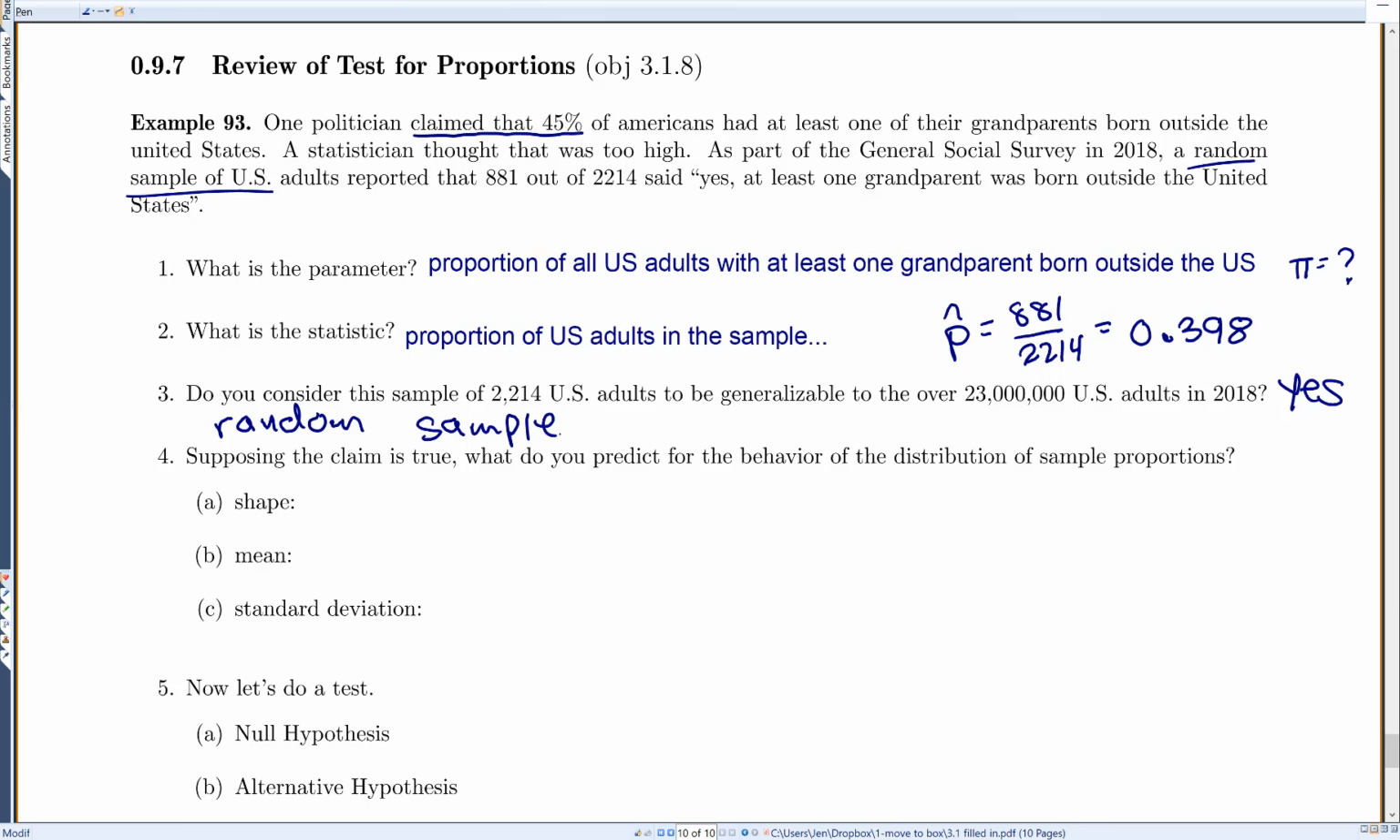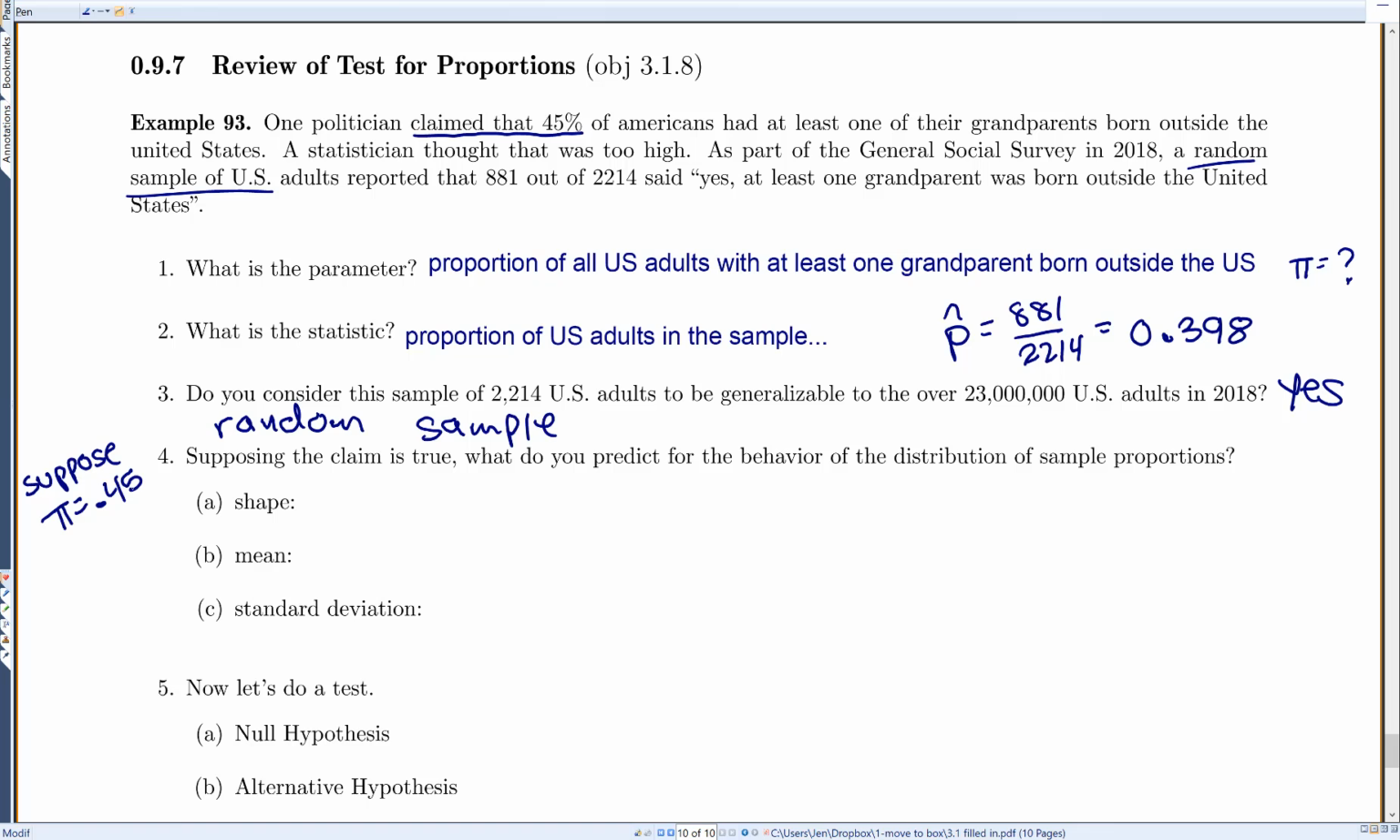Let's see, supposing the claim is true. When I say the claim is true, that means we're going to suppose that pi equals 0.45. Supposing that, what do you predict for the behavior of the distribution of sample proportions? Or like, what do you predict for the sampling distribution?